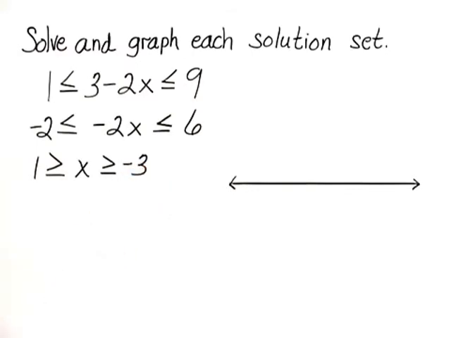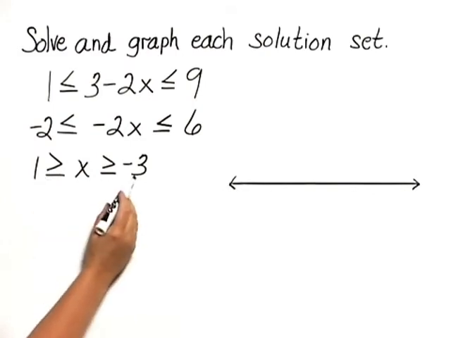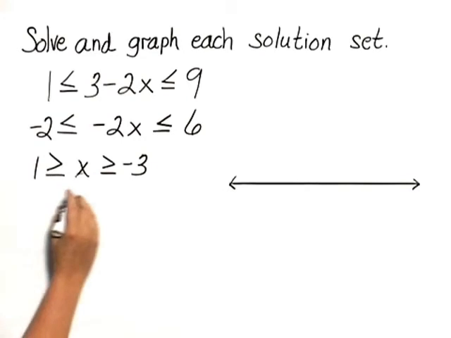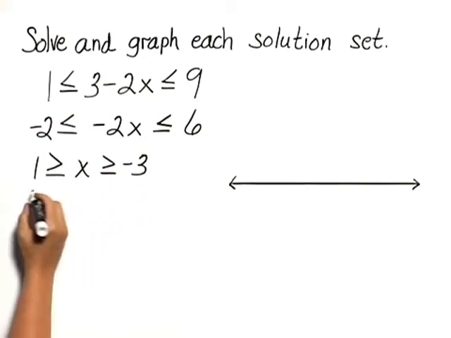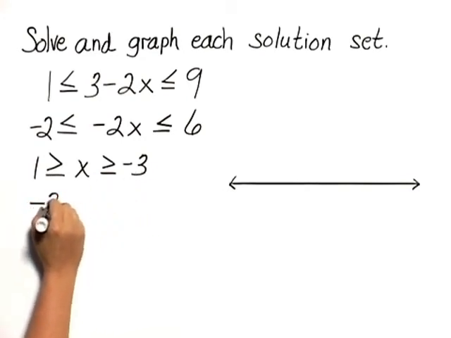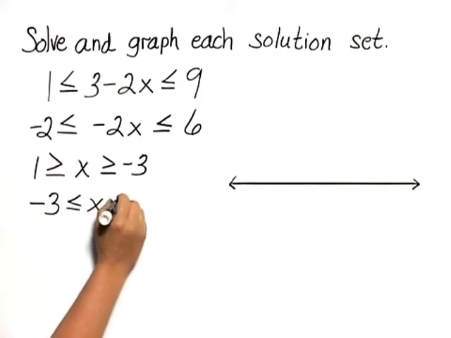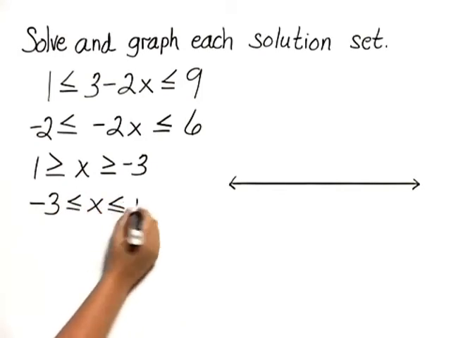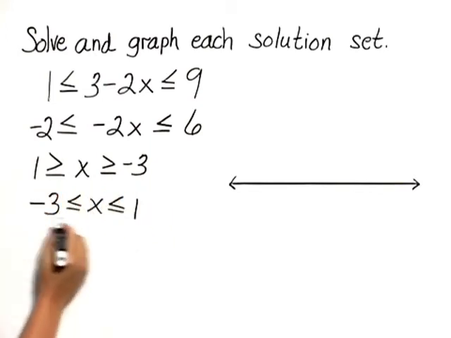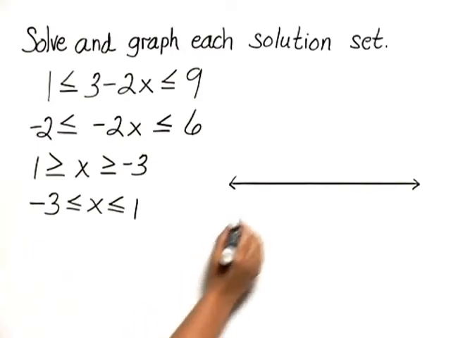Now that we've done this, this is correct, but it's not exactly the way we're used to seeing it. So let's rewrite this using the smaller number first. This inequality is equivalent to negative 3 is less than or equal to x, and x is less than or equal to 1. I just read it backwards and wrote it this direction. Now I'll be able to graph this pretty readily on a number line.